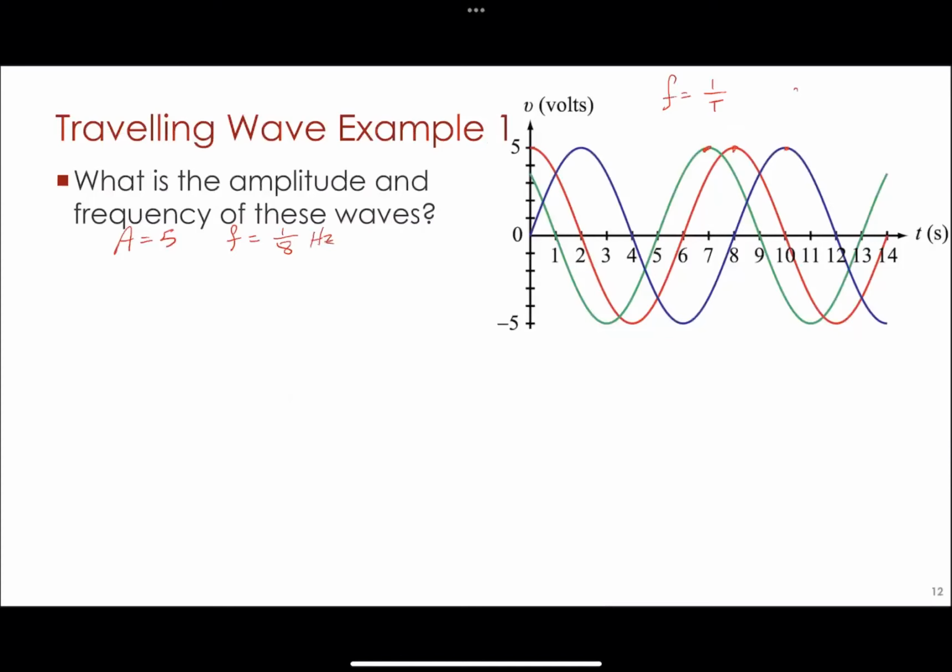And the way we got that is the red wave is the easiest one to look at, but you can look at any of them. Let's look at the blue one. Take any point. The peak is probably the easiest, but you could choose the minimum as well. That peak for the blue purple-y wave occurs at t equals 2 seconds. And the next time it occurs, it's at t equals 10 seconds. So it took 8 seconds to repeat itself, which meant T equals 8.